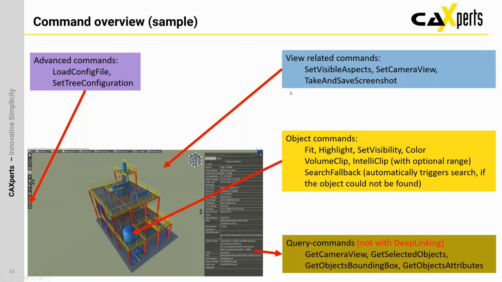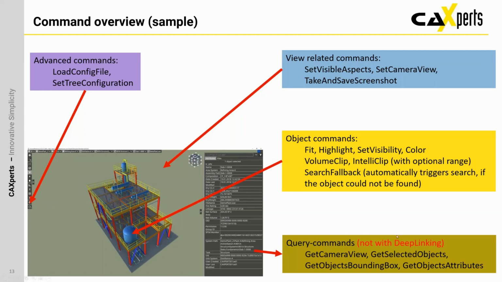Another set of commands is the view-related commands, so you can set the visible aspect. If you want to see insulation or not, you can set the camera view, looking at specific objects. You can even take and save screenshots just by an API command. Things like that are all view-related. We also have advanced commands, so you can load configuration files to have different configurations. You can even reorganize the tree by just sending an API command.